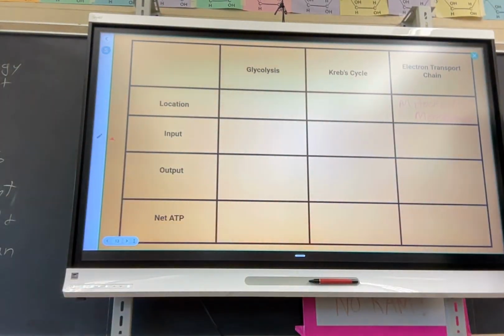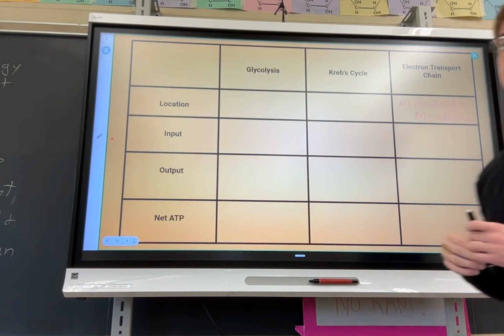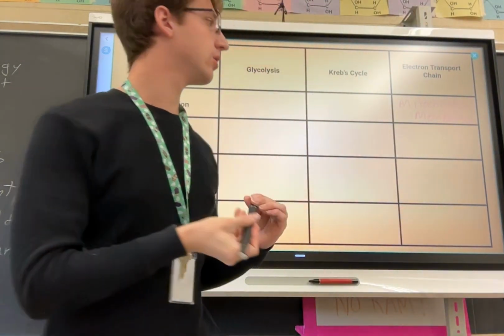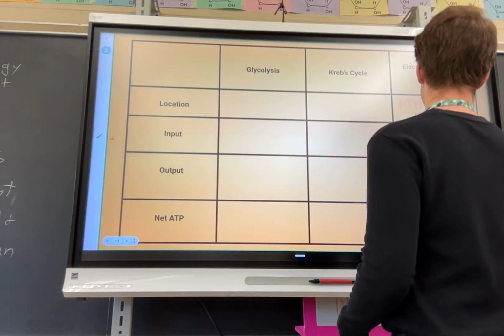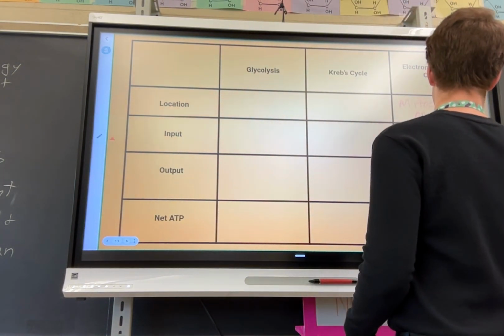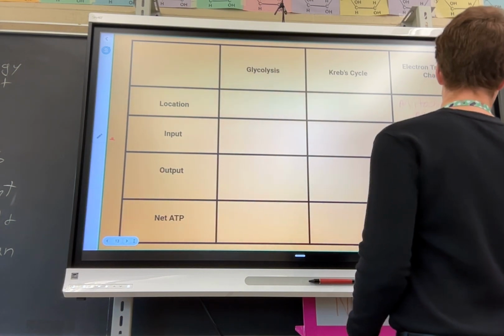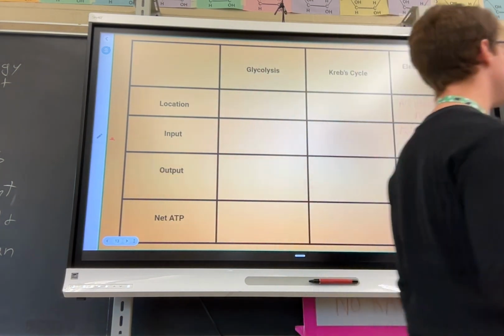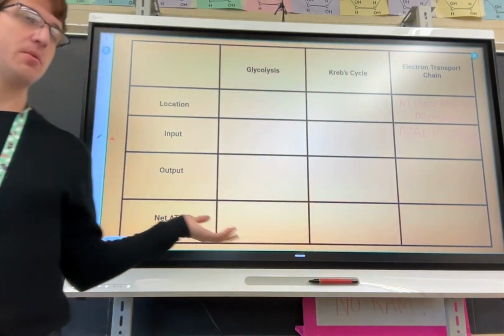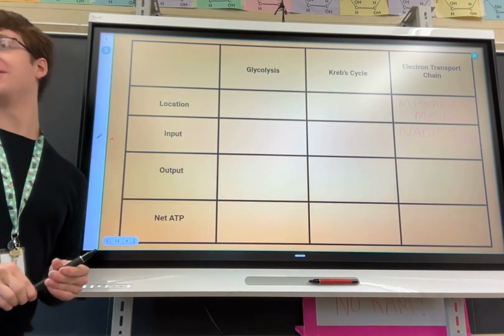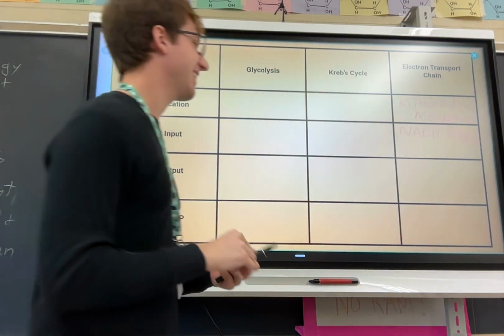Brayden, what is the input of the ETC? NADH and FADH2. Count the electrons that they drop. So we're going to take NADH, FADH2, and drop off the electrons at the ETC. Like I said, if you drop your children off for daycare, same idea. They don't pick them back up, do they? Responsible parents. Yeah.